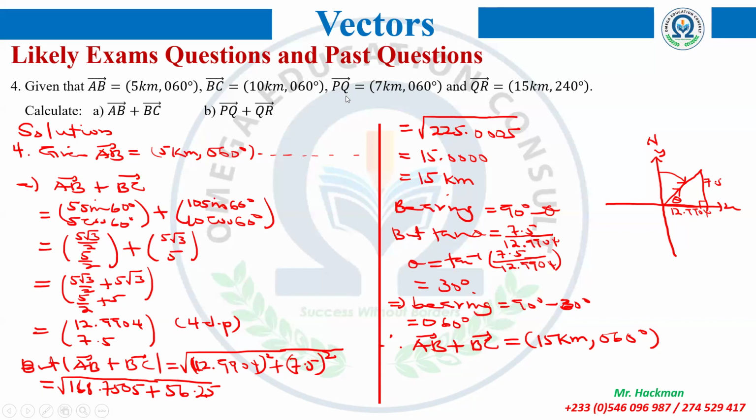In the same way, if I'm adding vector AB and vector PQ, can I add directly based on the information that you've been given? No, please. No, I can, because look at the bearing angle: 60 degrees, 60 degrees. I can add directly. Yes, special situation. You get the point now.